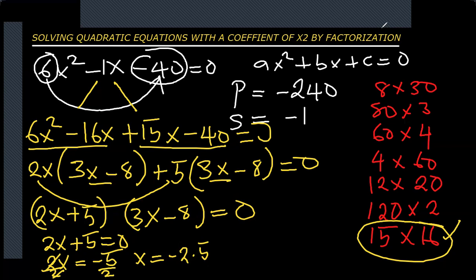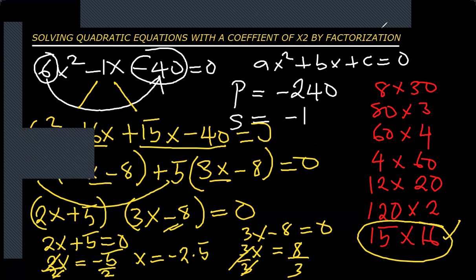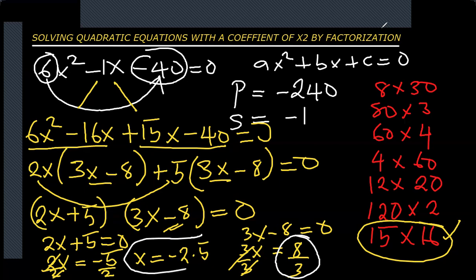Now, for our second value, we take the second factor, which is 3x minus 8 equated to 0. Then for the 3x, use the additive property, add 8 on both sides. That gives you +8. And then divide by 3 and divide by 3. That and that goes. So our x becomes 8/3. No need of putting it in decimal form. So you can just leave it as 8/3. So we have the two values. x is that and x is that.